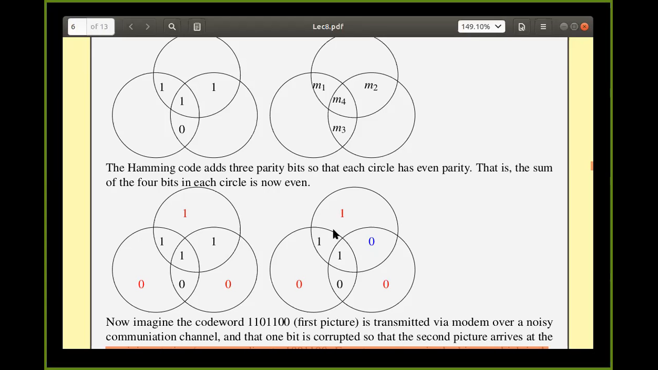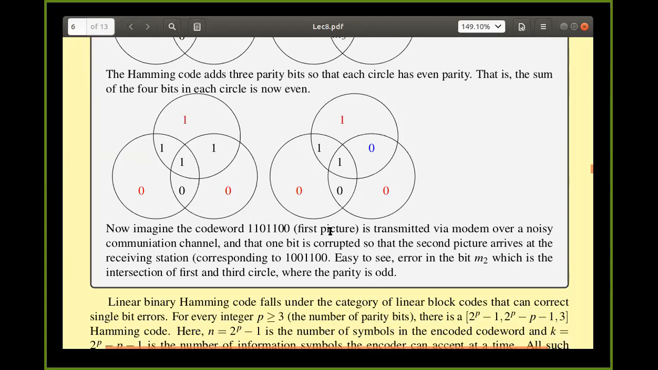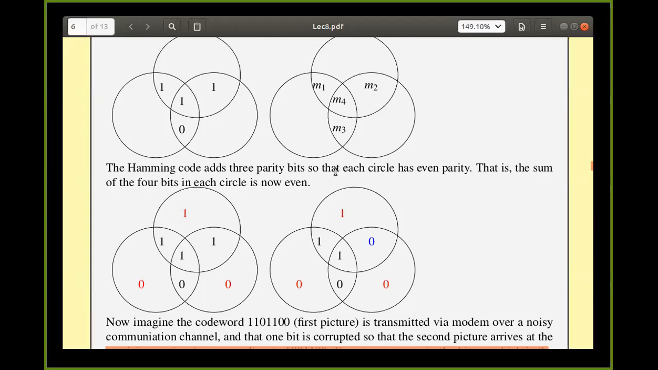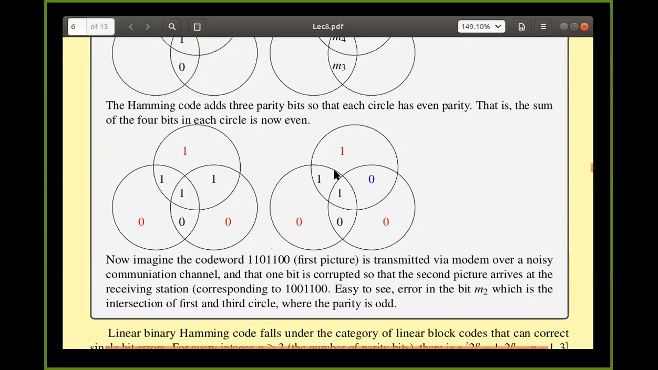Okay. Now do not look at this second one here. Now imagine that the code word, which is in the first picture, is transmitted via the modem over the noisy communication channel. Sorry, I made a mistake. Anyhow, I have to add one more diagram that I missed, so I will try to add it later. Yeah, so there is a code word. Luckily, I think it is okay, even in the first picture it is the same.